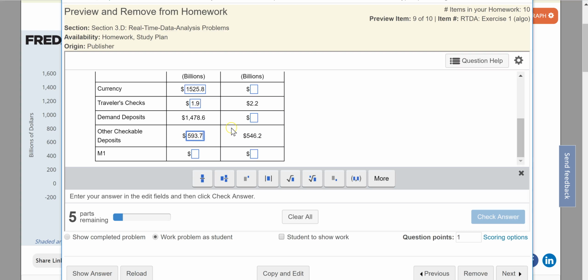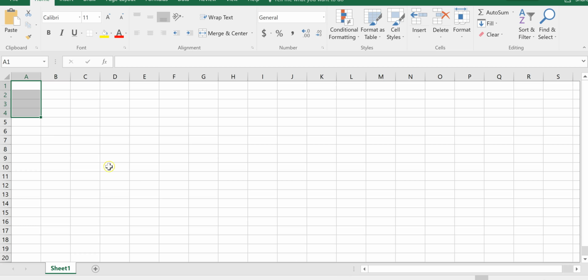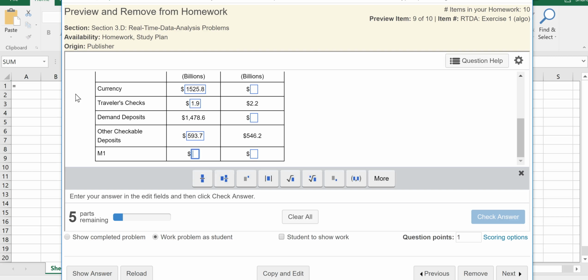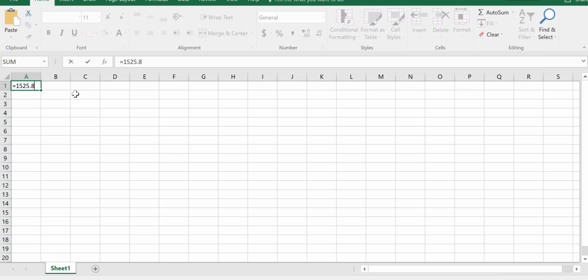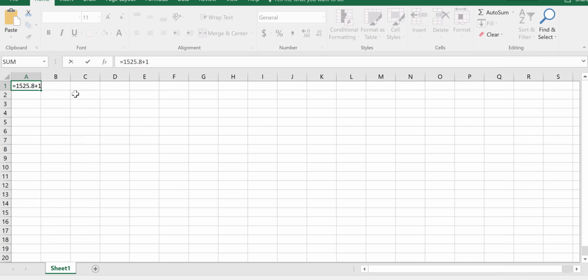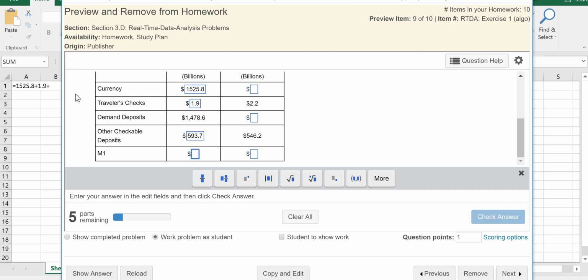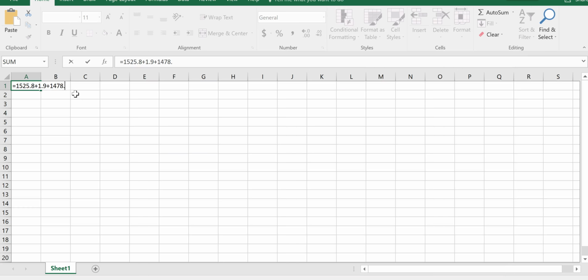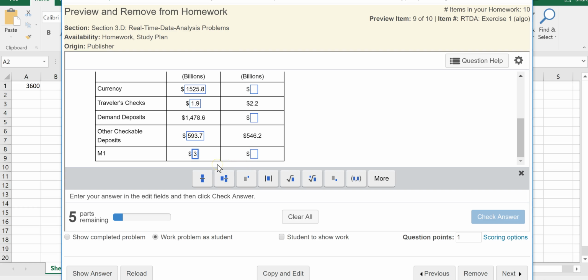Now we can add these four numbers, and that will become our total M1. So 1525.8 plus 1.9 plus 1478.6 plus 593.7. Altogether, this is 3600.